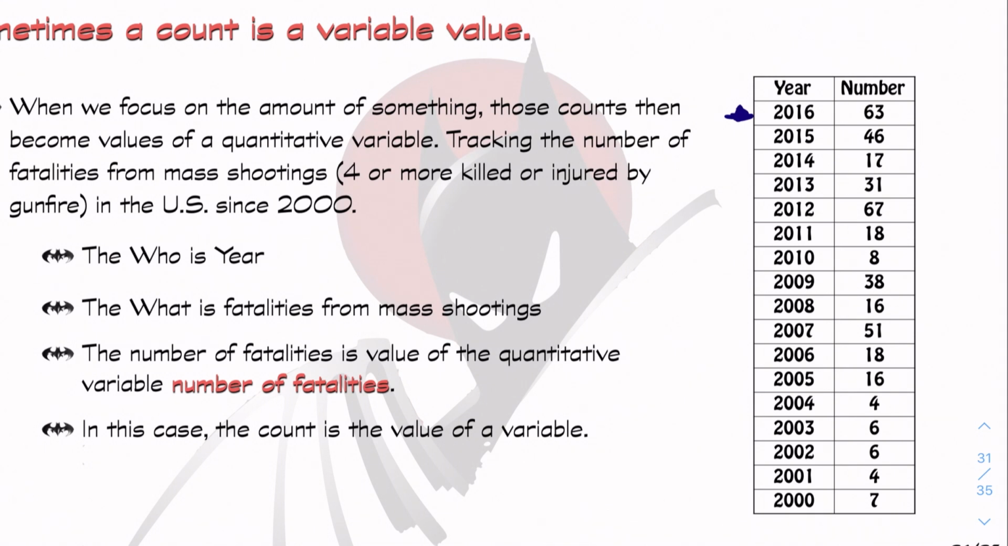The what is the fatalities from mass shootings. And the number of fatalities is the value of the quantitative variable number of fatalities. So in this case, the count is the value of the variable, where we see that in 2016, there were 63 mass shootings, versus when I graduated high school in 2003, there were 6. And we start seeing this creeping trend in 2016 and in 2012. Something bad happened in our country those 2 years for the number of fatalities.